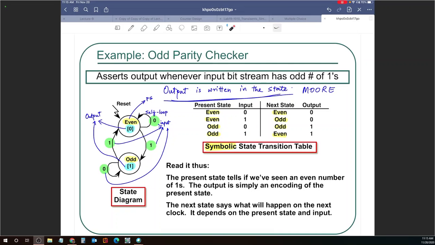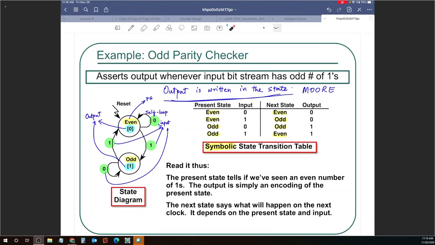Now, if you are even right now and you get a 0, you stay at the even state, right? So if you are here and you get a 0, you stay there. If you are even and you get a 1, you go to the odd state. If you are here and you get a 1, you go to the odd state. Similarly, you can fill out the other two cases as well. I'm sure you guys can do that pretty easily, right? So present state, input, next state, output.